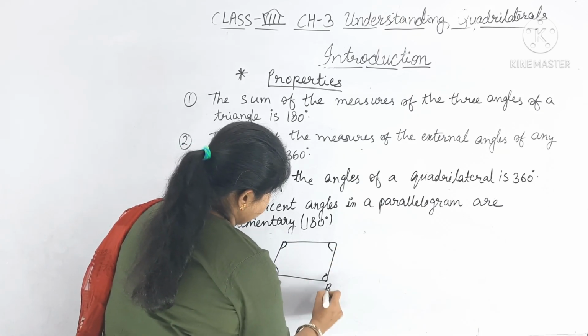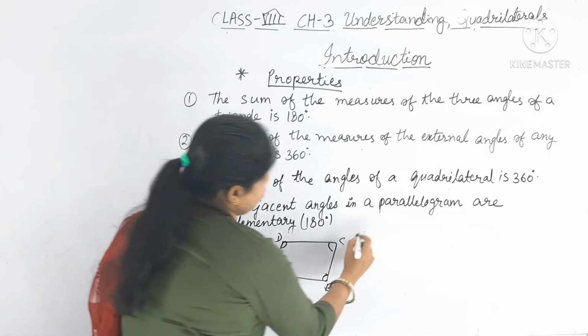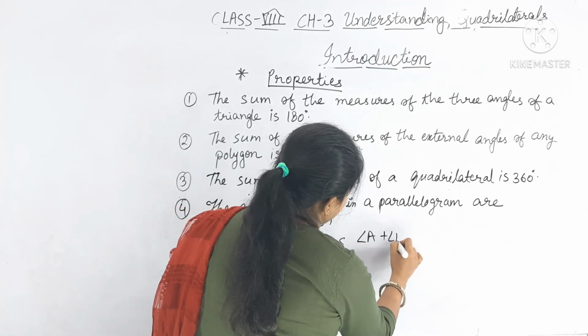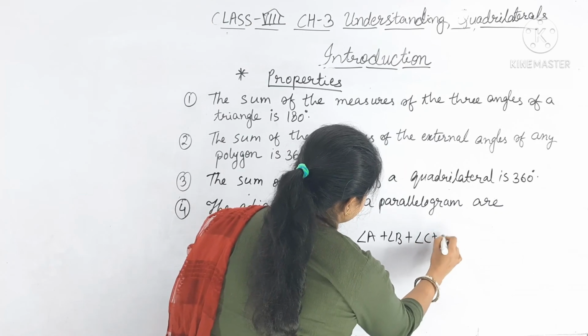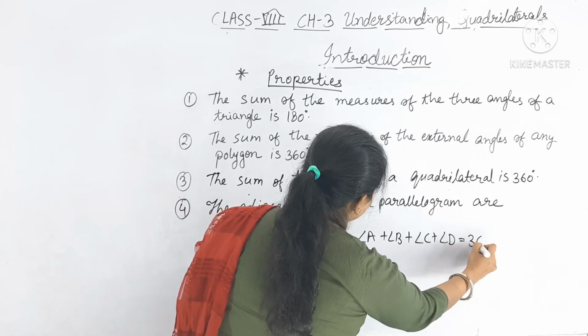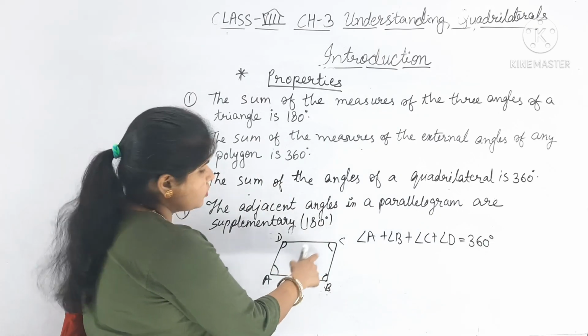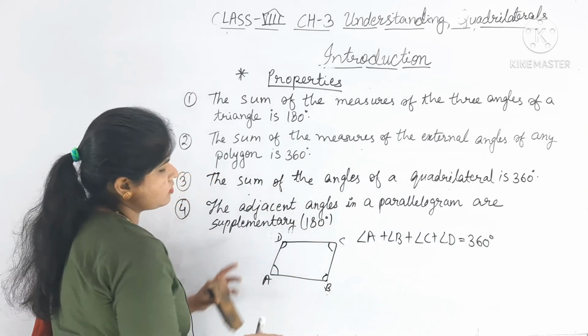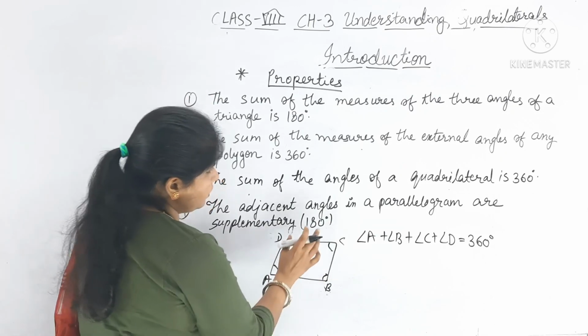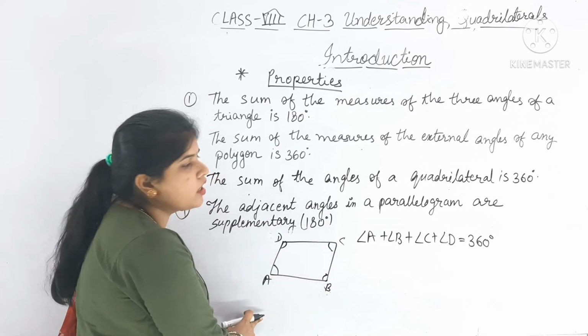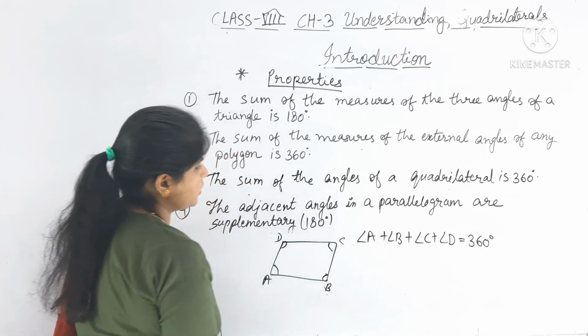A, B, C, D. So angle A plus angle B plus angle C plus angle D is equal to 360 degree. So these are the interior angles. So the sum of the angles of a quadrilateral, means 4 sides should be there, their sum will be 360 degree.